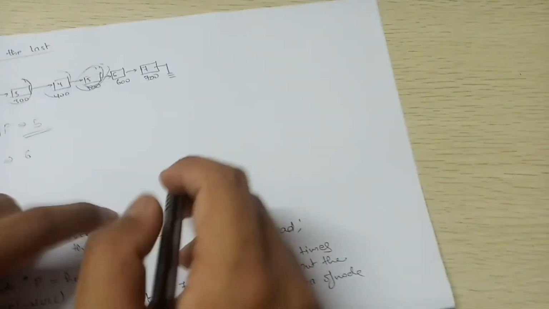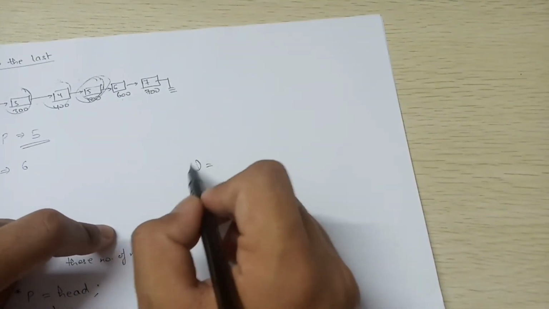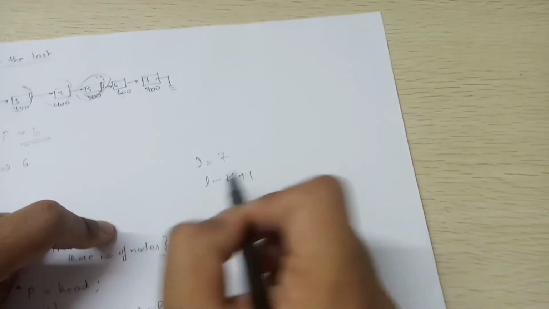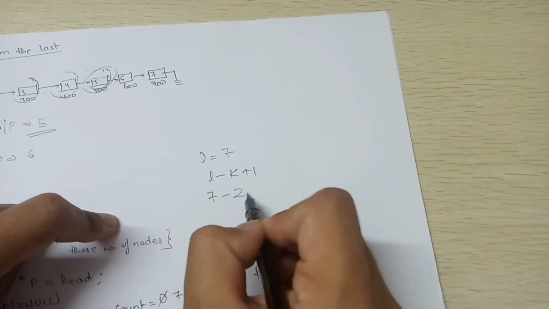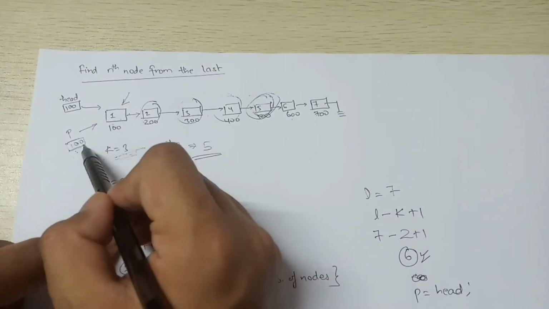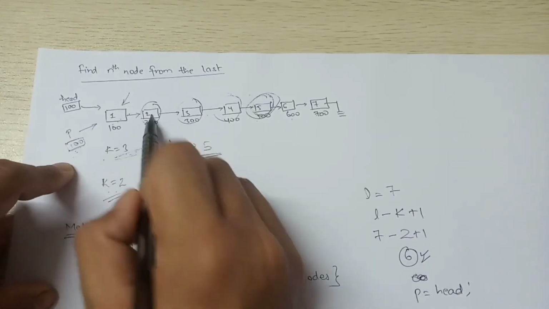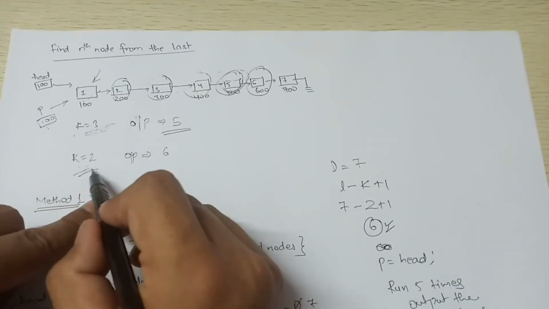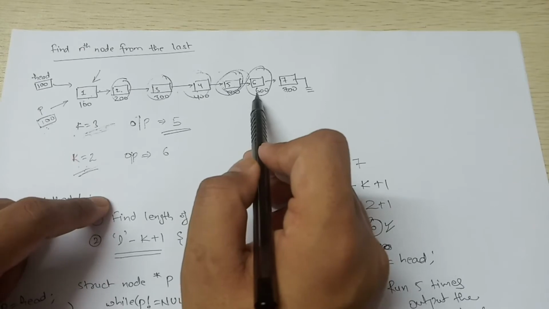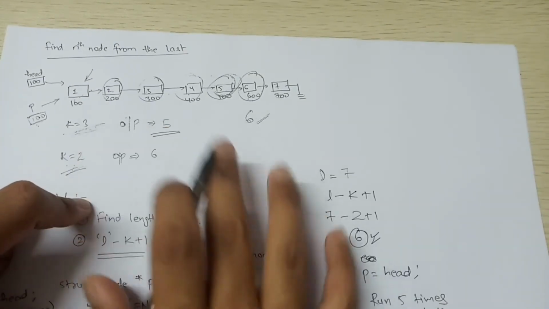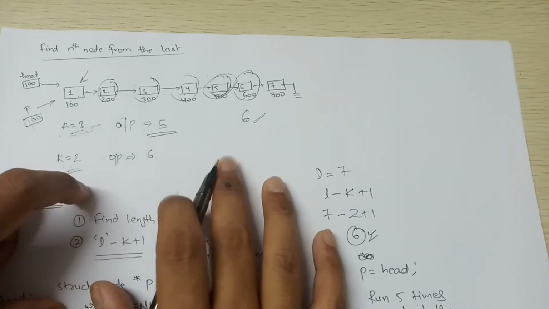For k is equal to 2, as you know that the length of the linked list you found is 7, you do L minus k plus 1, which is 7 minus 2 plus 1, which is 6. So you run the loop 6 times, so p starts pointing to the head again. Now 1 time, 2 times, 3 times, 4 times, 5 times, 6 times, and you'll output. So the second last node will be 6. So this is the solution. This is the first method of solving this question. Now let's see the second method.